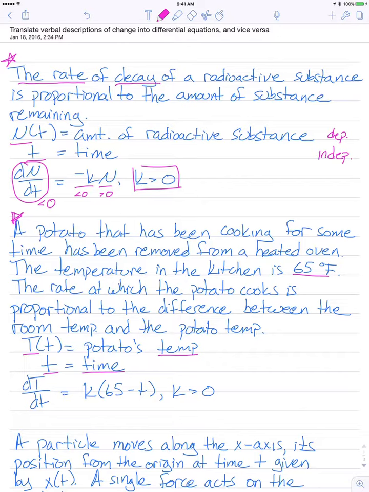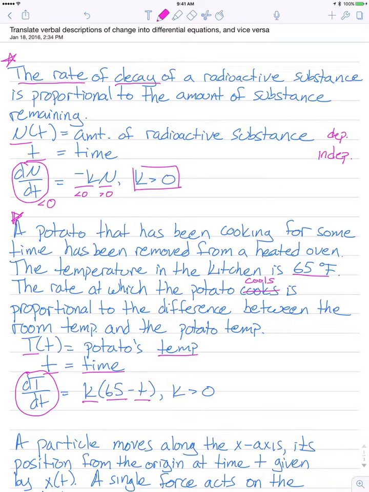And we've got to write down a rule for the rate of change. So I'm going to write dT/dt, that is equal to. So far we've written the rate of change is, and we know it's got to be cooling down at a rate proportional to the difference between the room temperature and the potato's temperature. Okay, so let's try to suss that out. First we saw the word proportional, so I'm going to write k times, that's what proportional means. And then we have the difference between the room temperature and the potato's temperature. Well, the room temperature is 65 and the potato's temperature is T. So I'm going to write k times (65 minus T).